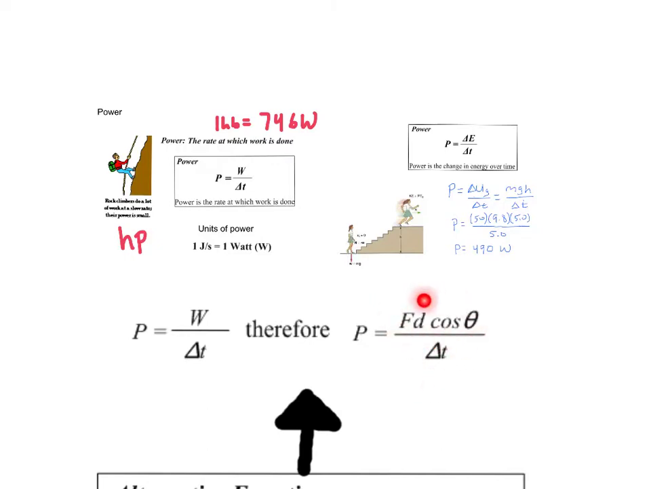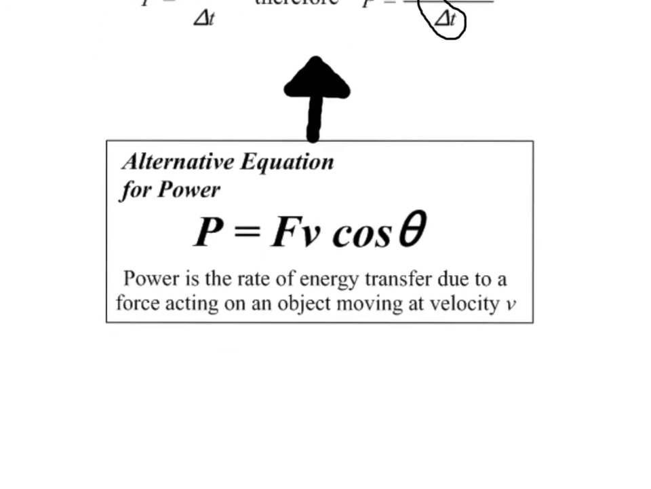Well, when we look at this equation, then what is one thing that we notice right away about that equation? Well, we notice that this quantity right here, this d over t, is really just velocity. It's displacement over time. So this becomes power is equal to the force times the velocity times a cosine theta. Now the angle in this equation refers to the angle between the force and the velocity.